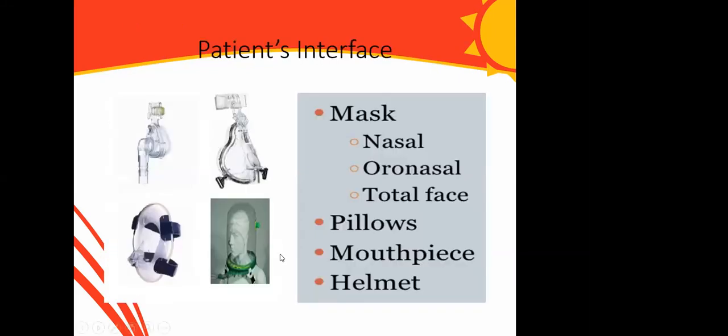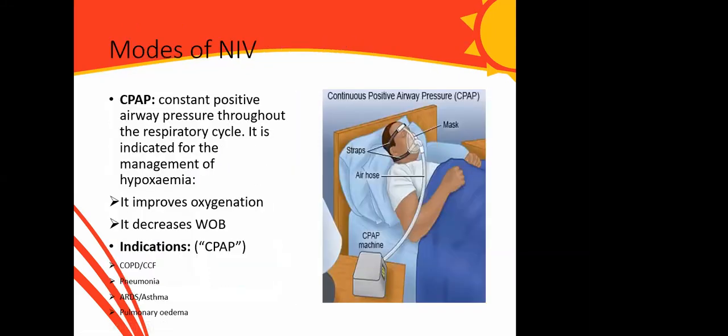Okay, next. So there are different modes of delivering non-invasive ventilation. The first one is what we know as CPAP, that I'm sure we are all familiar with. The picture on the right side of the screen shows a CPAP machine for the delivery of non-invasive ventilation. You can see the mask, the head straps, and the hose that is connected to the CPAP machine. This is an example of non-invasive ventilation.